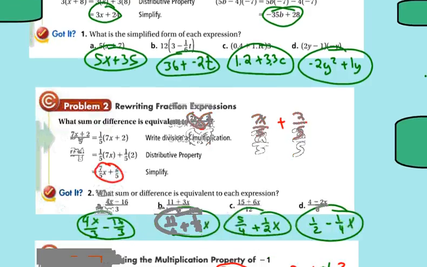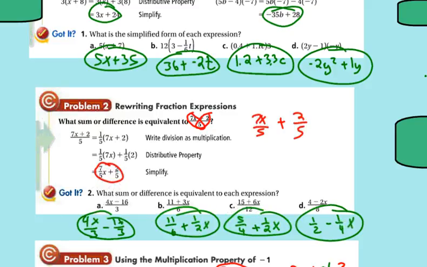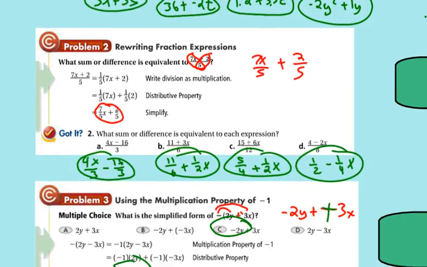Section 2 with the division. We have 4 over 3x minus 16 over 3, or plus the negative 16 over 3. 11 over 6 plus 3 over 6x, which reduces to 1/2 x. C, we have 5/4 plus 1/2 x. Again, I'm just reducing the fractions. 15 over 12 would reduce to 5/4. And 6 over 12 would reduce to 1/2. And then D is 1/2 minus 1/4 x, or plus negative 1/4 x.